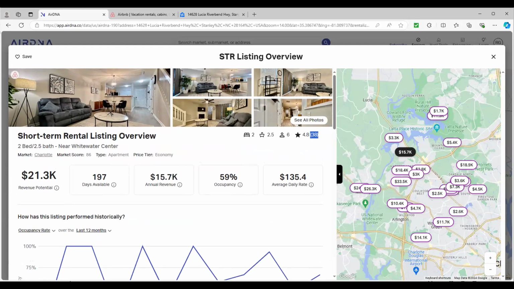Now, the next thing you want to do, okay, there's a comment: rates are all over the place. Do we need to put in the rates for Airbnb, or is there an automated program that does that?